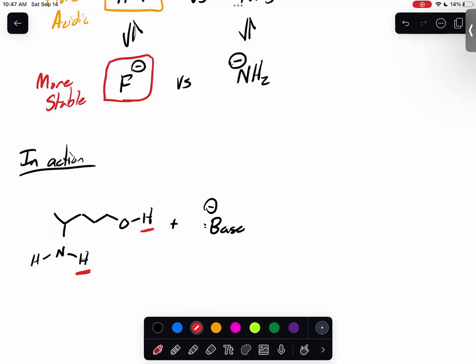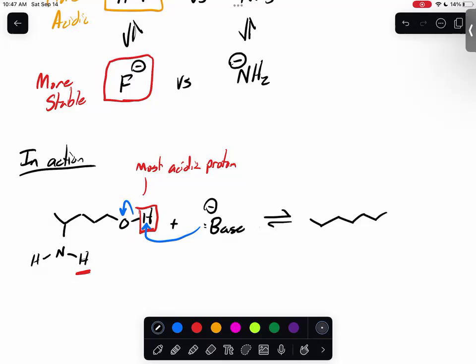So when we're thinking about the most acidic proton, this is our most acidic proton. So that means when our base comes in, it's going to grab that one, give the electrons to that oxygen, and we're going to end up with a negatively charged oxygen, the NH2 just chilling there, and then our protonated base. Okay? So, needless to say, for electronegativity, you're always looking at which has the higher electronegativity.